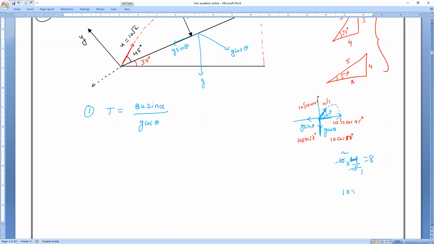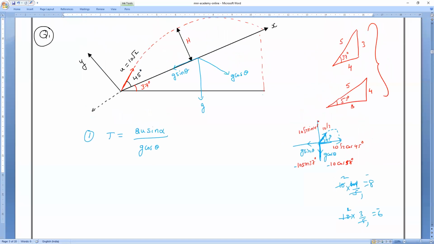In the same way, the sin 37 value, how much? 3/5. Because g value is what? Minus 10. Minus 10. Remember that. That's all. So finish it fast. You have to solve very fast.